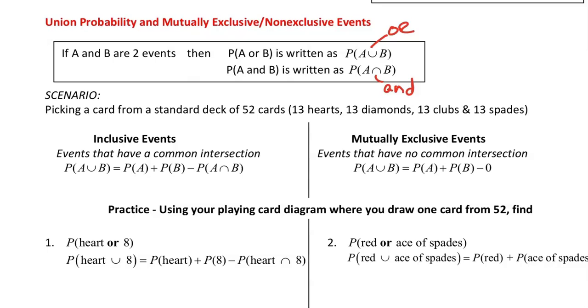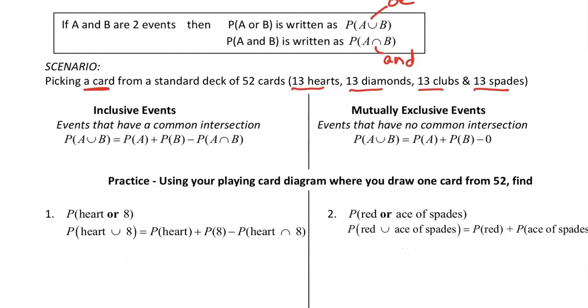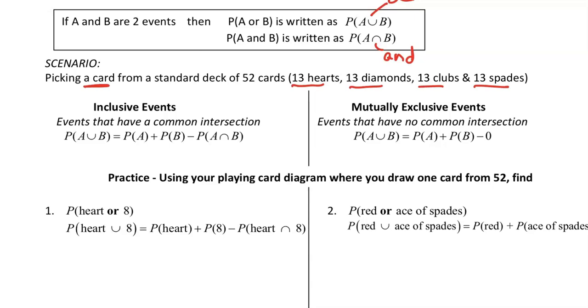Picking a card, okay, so this is important, picking a card from a standard deck of 52 cards. We have gone through the cards already, but here's your standard deck. Here's our inclusive event: events that have a common intersection. This is our equation. If they're mutually exclusive, then they have no common intersection, and we can use this.